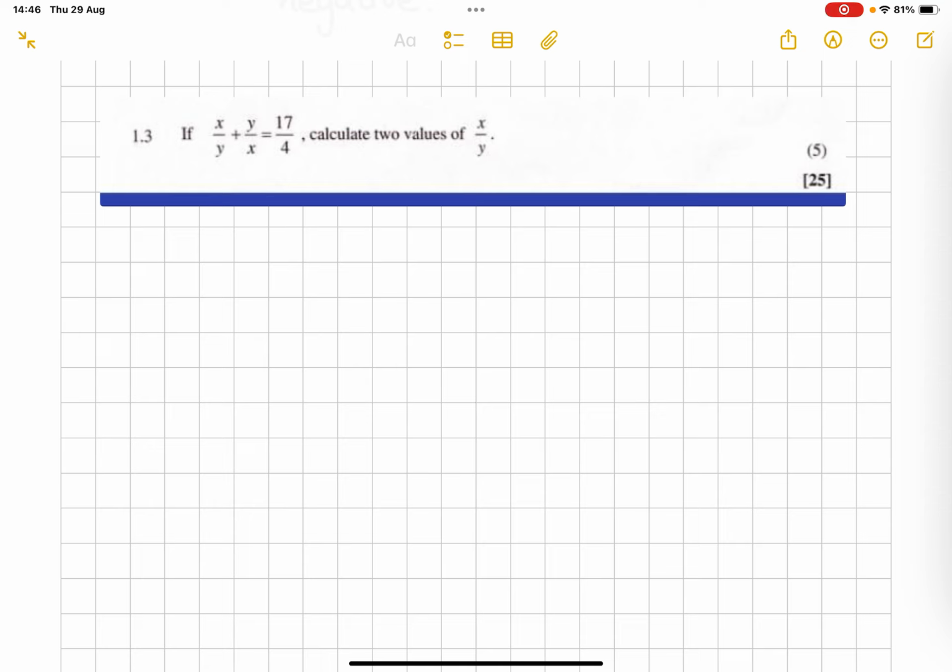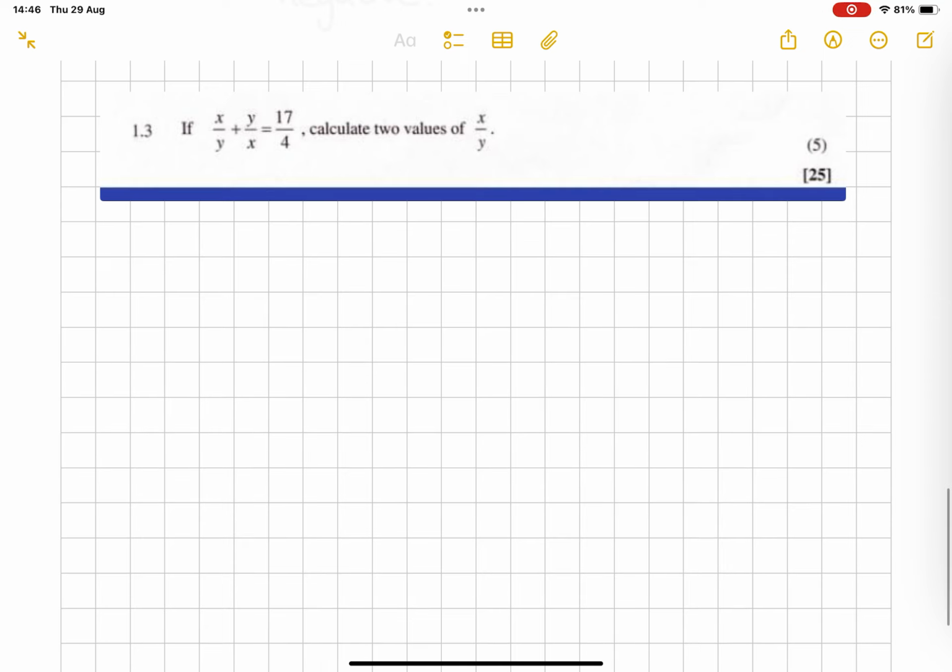So basically, someone sent me this question and we need to solve for x divided by y, okay? And what we're given is x over y plus y over x is equal to 17 over 4, okay? And so when you get questions like this, it's usually going to be the last question in question 1, okay?